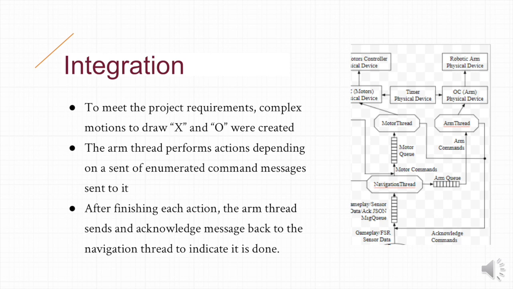To allow for commands to be sent to the arm from other threads on the same PIC, an interface thread was created. This thread receives a command message, like draw X or set servo angle, into its thread safe queue, and sends an acknowledge message back once it is done with the action.